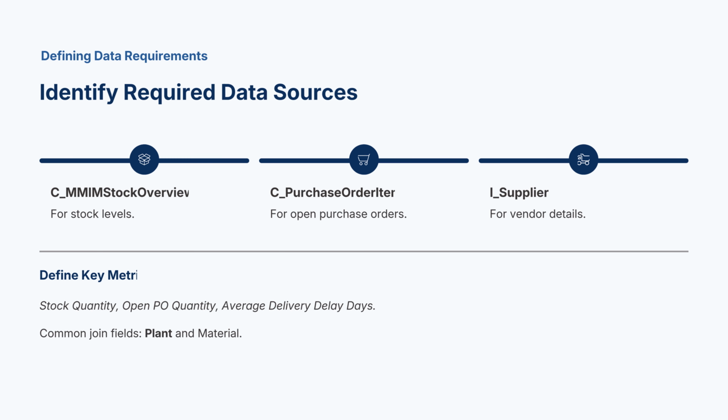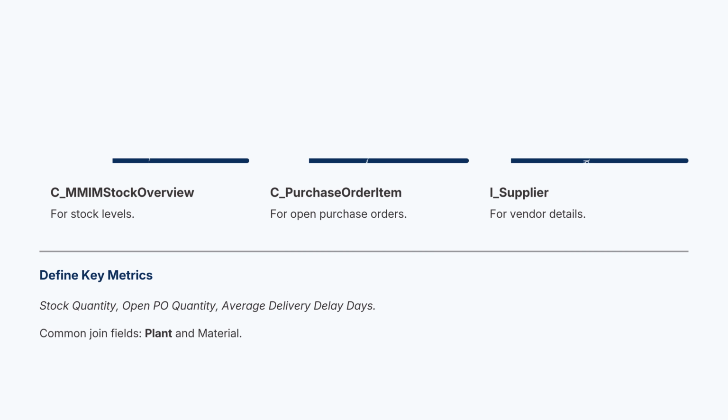Defining data requirements, we'll need 3 core data sources: CM stock overview for stock quantities and values, C purchase order item for open purchase orders, I supplier for vendor and region details. These sources share key fields, material number and plant, allowing seamless data association. KPIs to be analyzed include stock quantity, open PO quantity, and delivery delay days.